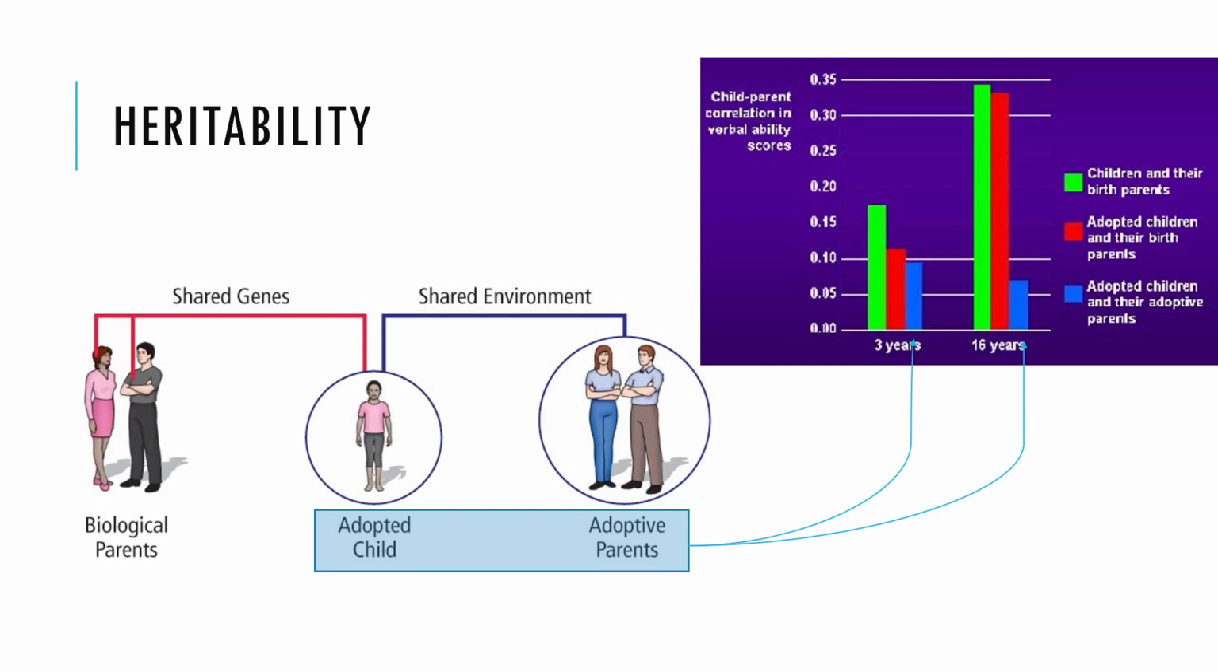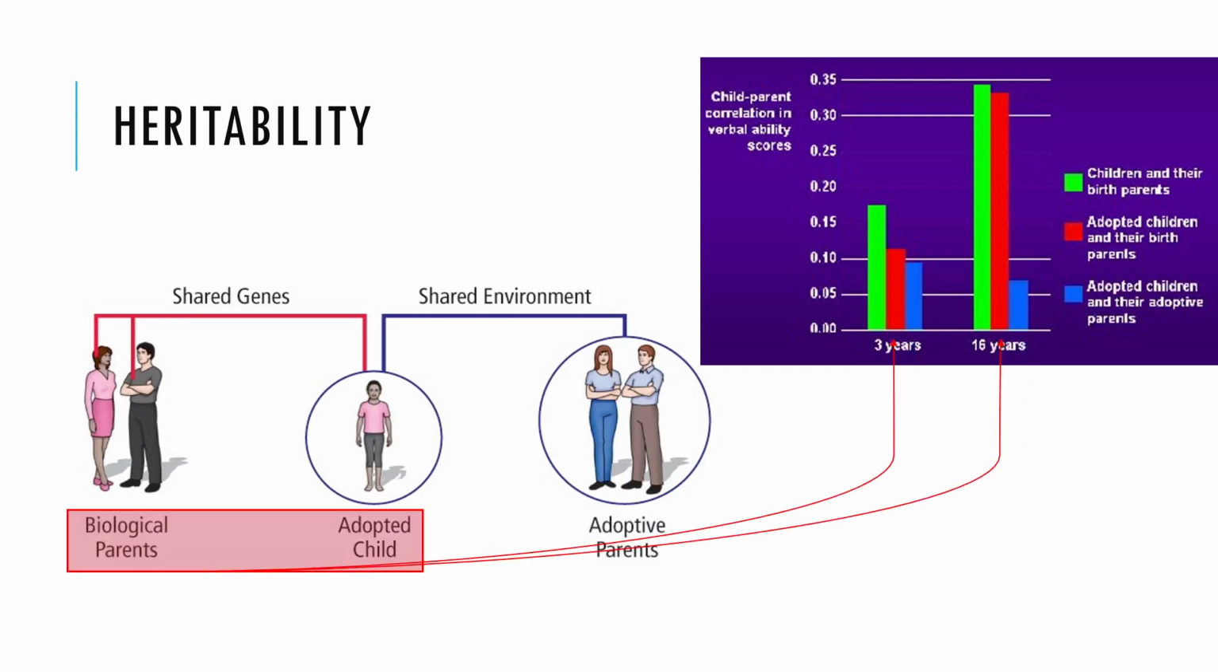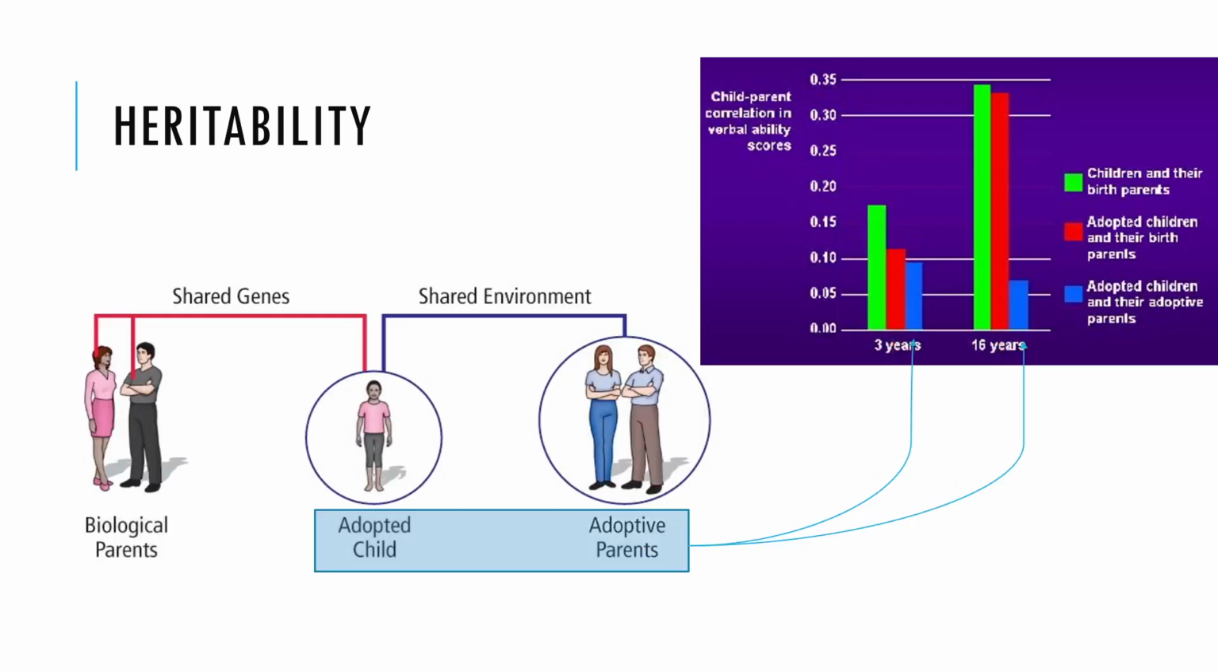So we've got the adopted child being correlated with their adoptive parents in the blue bars. And we've got the adopted child being correlated with their biological parents in the red bars. Okay, so if we look at the correlation between the child and their adoptive parents, at 3 years, you see a pretty decent correlation, even compared to the biological parents. So at 3 years, it's looking fine.